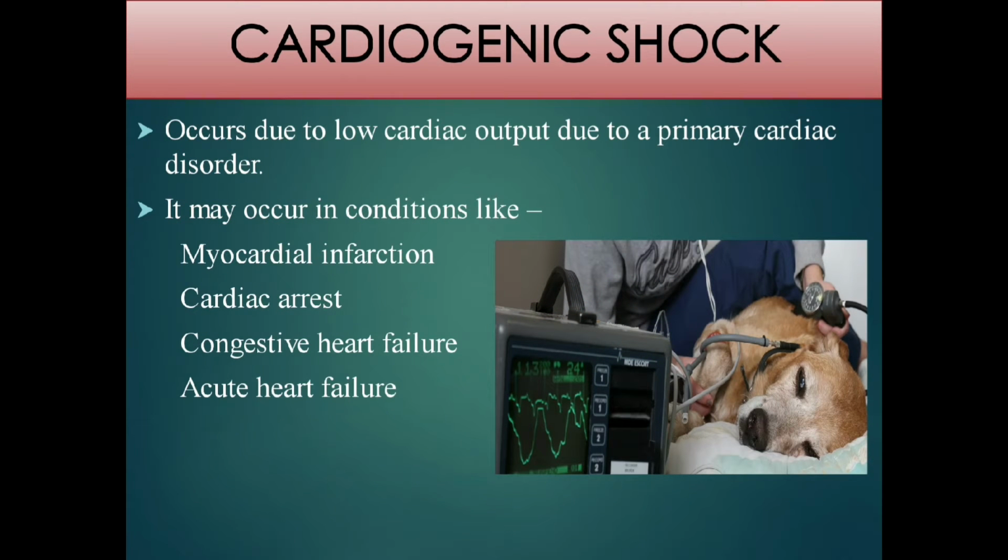Now coming on to cardiogenic shock, it occurs due to low cardiac output due to a primary cardiac disorder. It may occur in conditions like myocardial infarction, in cardiac arrest, in case of congestive heart failure, and acute heart failure. The key features of cardiogenic shock are systemic hypotension, elevated heart rate, increased central venous pressure, increased oxygen extraction, and decreased cardiac output. The pump failure may be related to valvular or myocardial incompetence too.